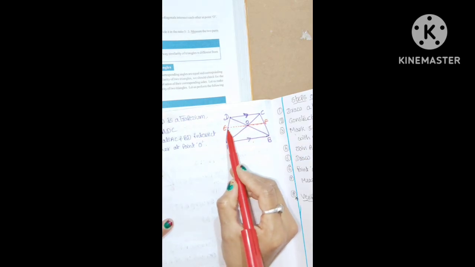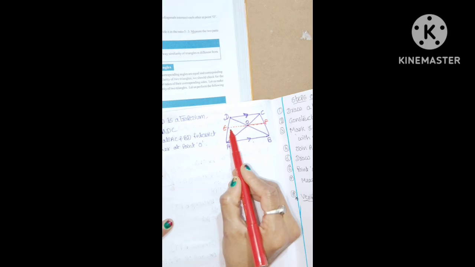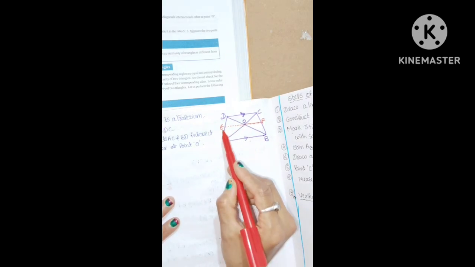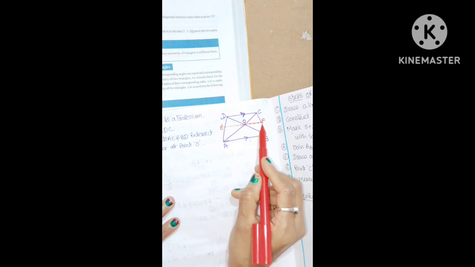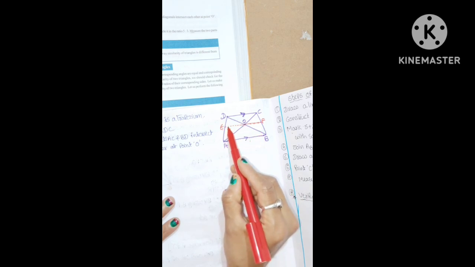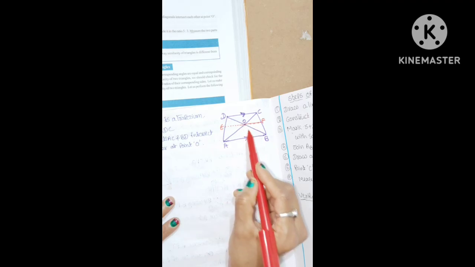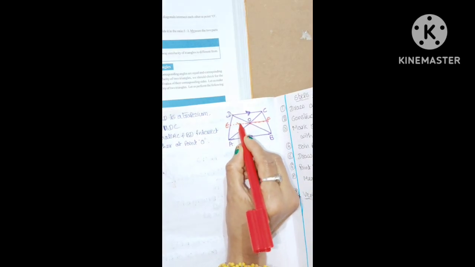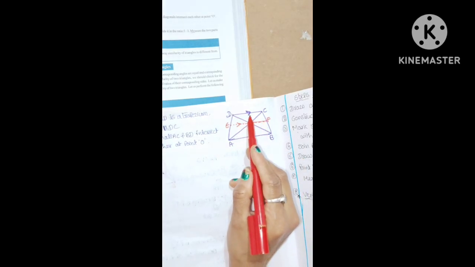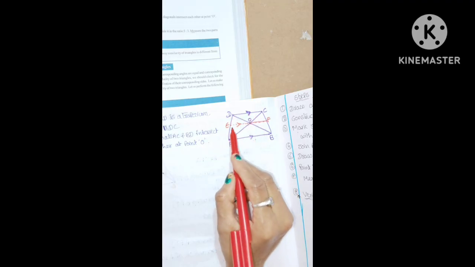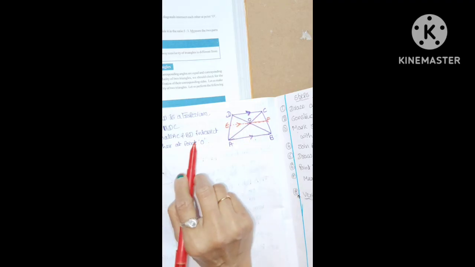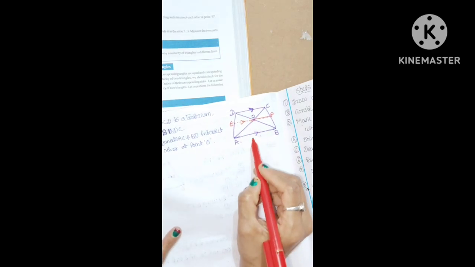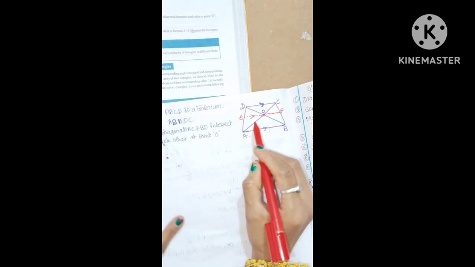What construction is needed in this figure? Draw a line parallel to AB. Draw a line EF passing through O. That line is parallel to AB. Are you clear? And this line is also parallel. The three sides are parallel: DC is parallel to EO, and this side is also parallel. These three sides are all parallel only. Why is it parallel? Are you understood?